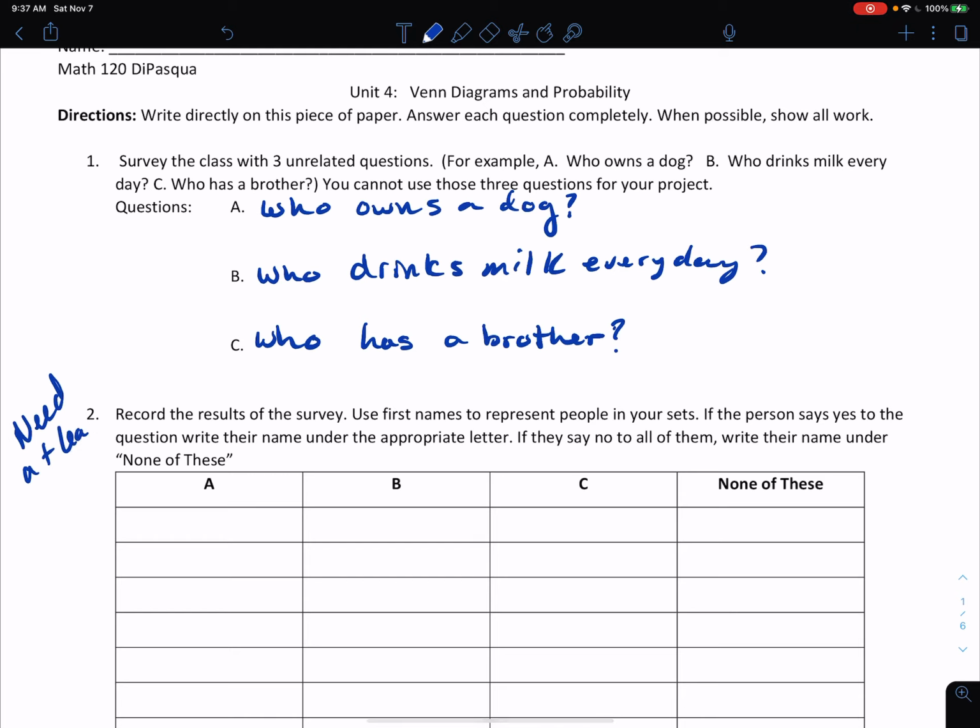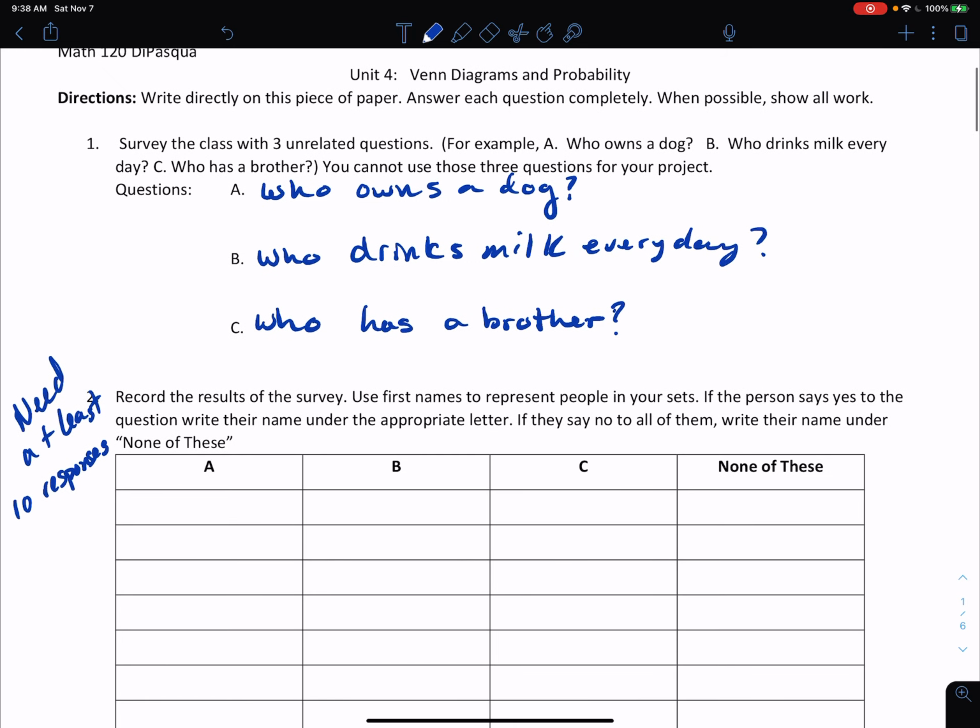So that means you may have to ask some family, some friends to get your full 10 responses for this project. So say, for example, I asked who owns a dog, and someone said yes. And I asked who drinks milk, and someone said yes. And then who has a brother, but that same person did not say yes. Then what I'd do is I would put their name. So I'd say like person 1 said yes to A and said yes to B. If I asked person 2 and they only said yes to who has a brother, then to help keep myself organized, I'd put their responses in that next row.